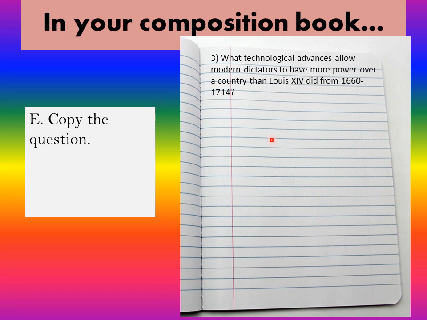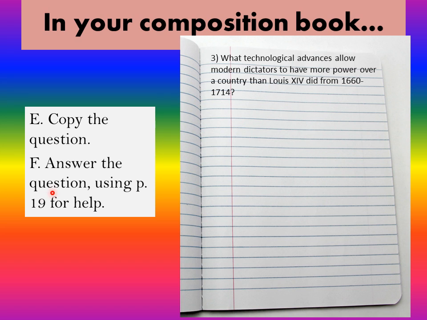Alright, if you still have room on that first page, you can stay on that one. If you need to go to a new page, feel free to do so. Copy this question down now. Number 3, what technological advances allow modern dictators to have more power over a country than Louis XIV did from 1660 to 1714? And if you look on page 19, there's a little caption. There's a picture of Louis XIV, and there's a caption that has this question underneath it.